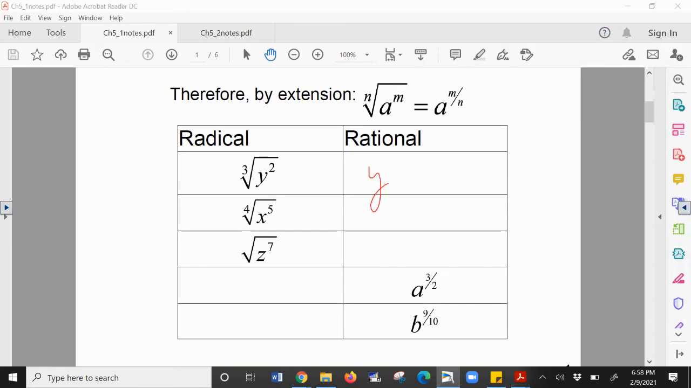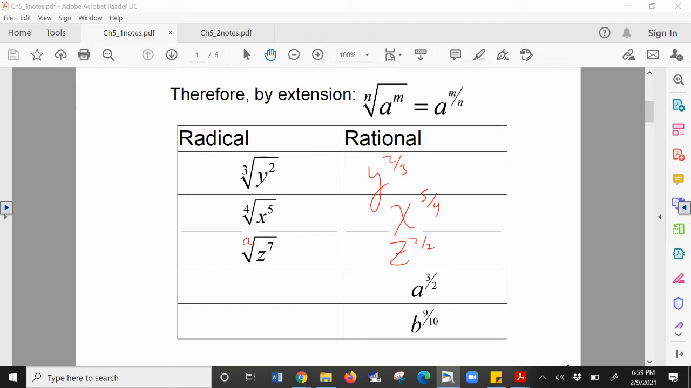This is y to the 2/3 power. You see, the 3 is the root, and the 2 is the power. Try the next few. Pause the video and try the next couple on your own. Okay, so let's see. This would be x to the 5/4. This would be z. Now, there's no power there. So what is it? Well, square root is the default. So this is going to be z to the 7/2.